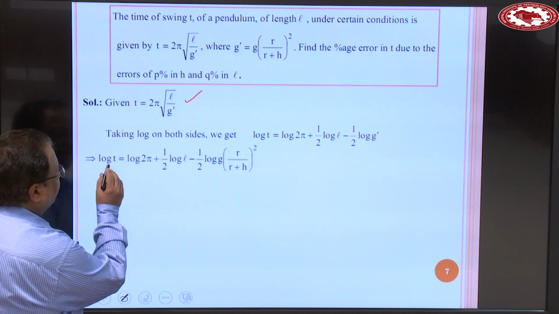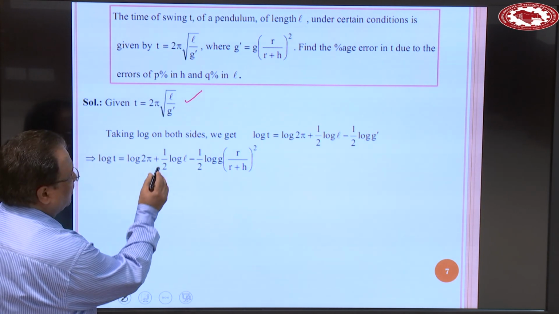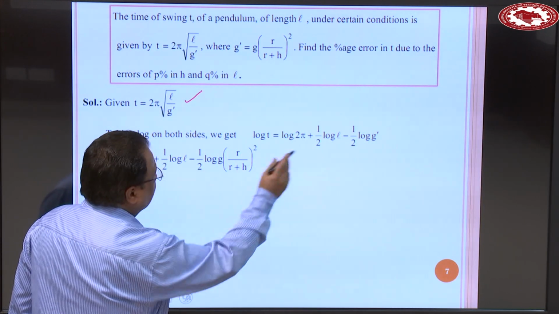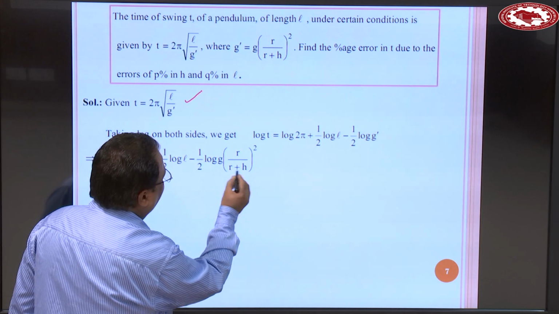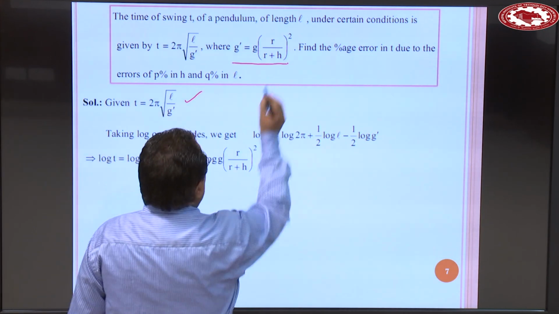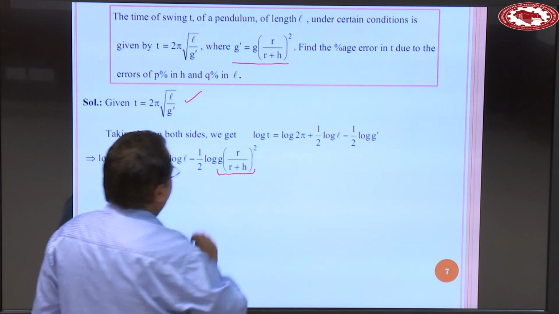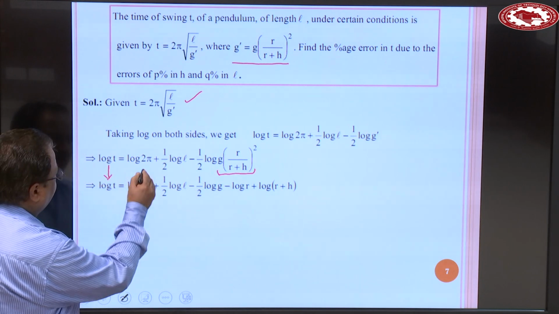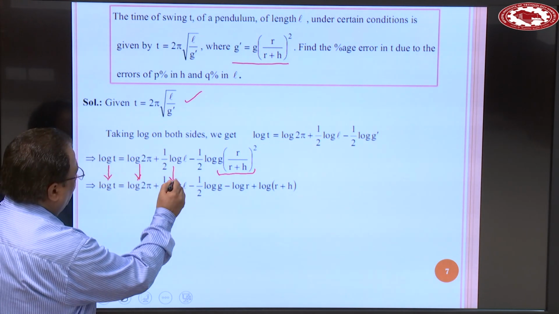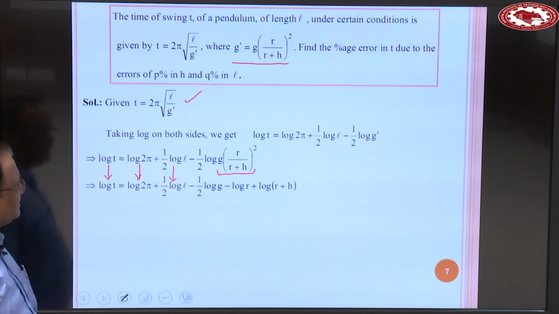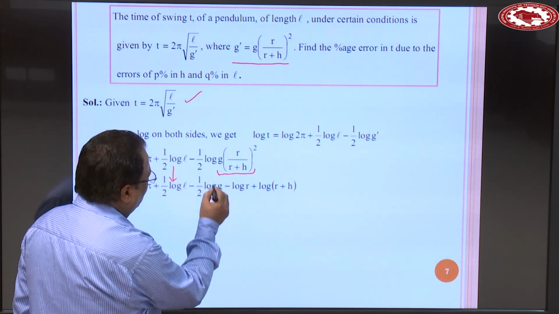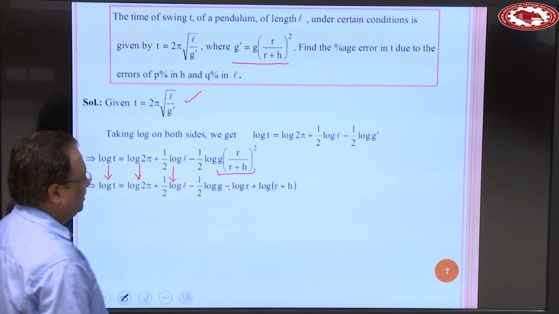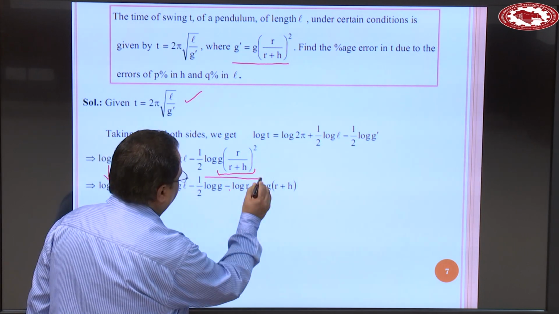So, we obtain log T as it is, log 2 pi plus 1/2 log L minus 1/2 log G dash. G dash is G into R over R plus H square. Now, again simplify: log T as it is, log 2 pi as it is, 1/2 log L as it is, and minus 1/2 log G minus log R plus H. You just simplify this one.